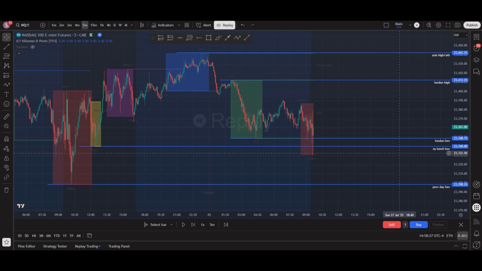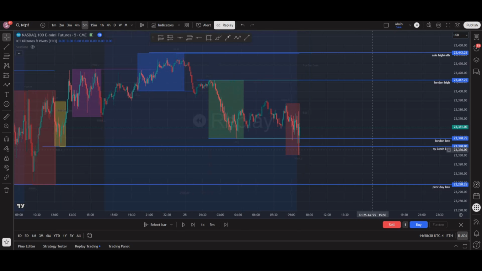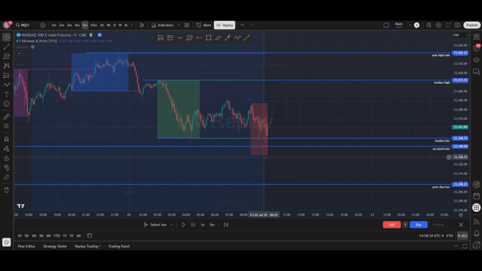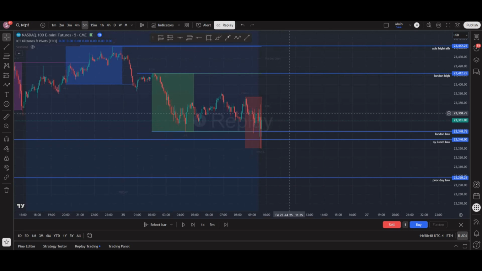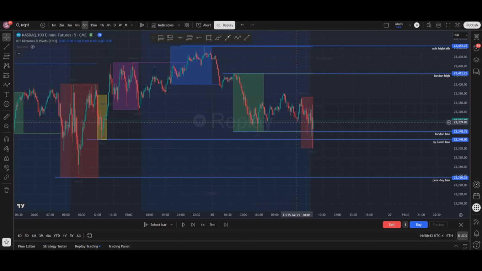That's literally it, right? So like I said, again, we swept out London low, we swept out New York lunch low. If price wants to continue bullish, we're going to be looking to target back up to London high and Asia high. Why? Because they haven't been tapped yet. And if price wants to continue bearish, where are we going to target? We're going to be targeting this New York AM low because that hasn't been taken out yet.